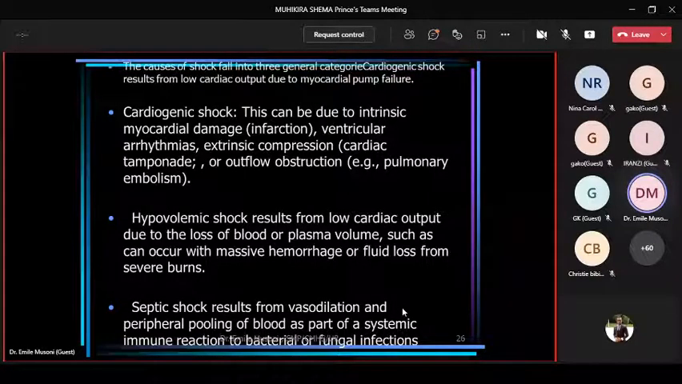Hypovolemic shock, another type of shock. This one is low cardiac output due to the loss of blood or plasma volume. For example, in the case of severe burns or in the case of accident, when there is rupture of some blood vessels, this one can cause hypovolemic shock. A septic shock, this one results from vasodilatation and the peripheral pooling of blood as part of systemic immune reaction to bacterial or fungal infection, meaning that in the case of septic shock, there is involvement of those bacterial and fungal infections.